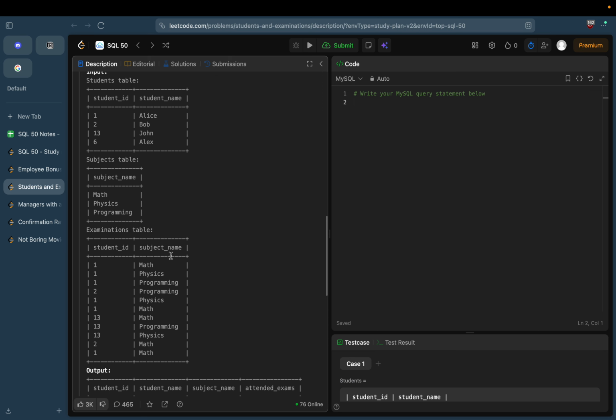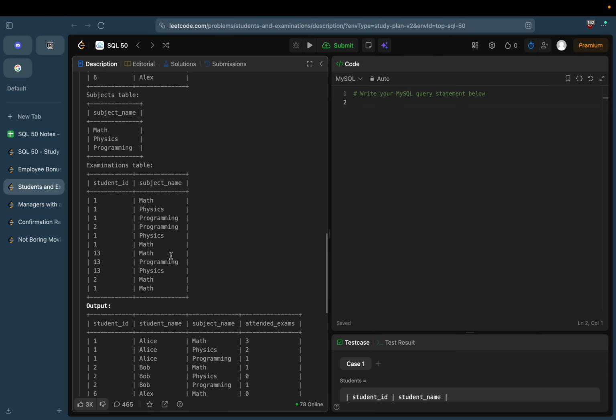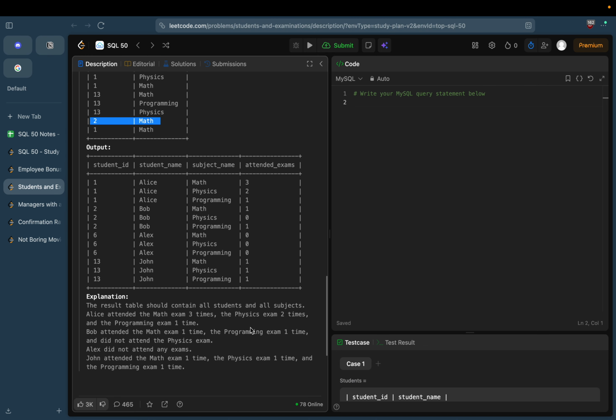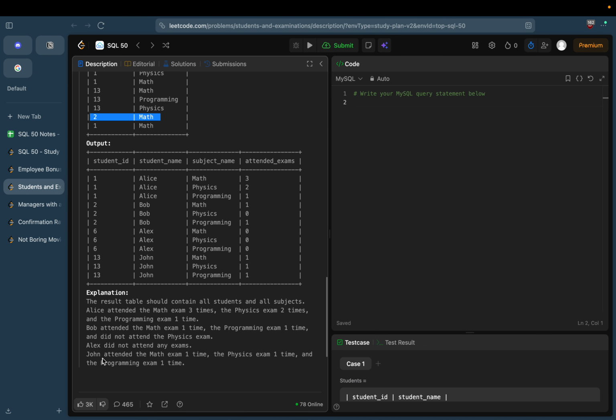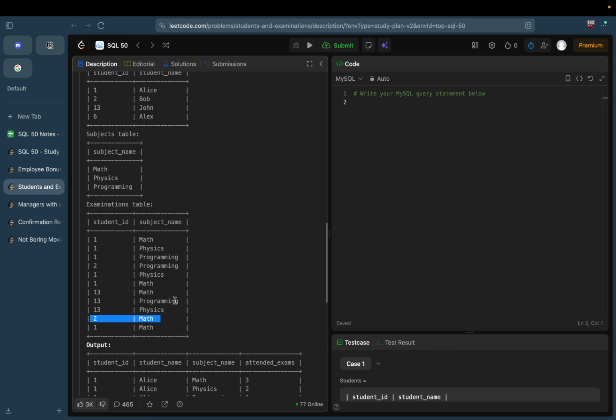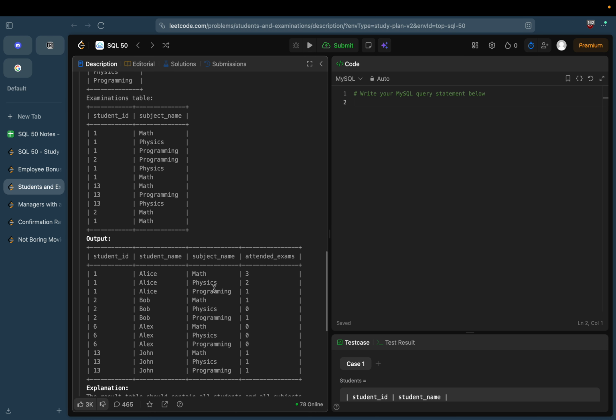Bob is 2, and is taking the programming exam and the math exam, but no physics exam. Right, hence math and programming get a 1-1 and physics gets a 0. Interesting. And finally, let's look at the other two. Alex did not attend any exams. Interesting. Alex is 6 and we don't have any ID 6 in the examinations. Hence, Alex is populating zeros all around.